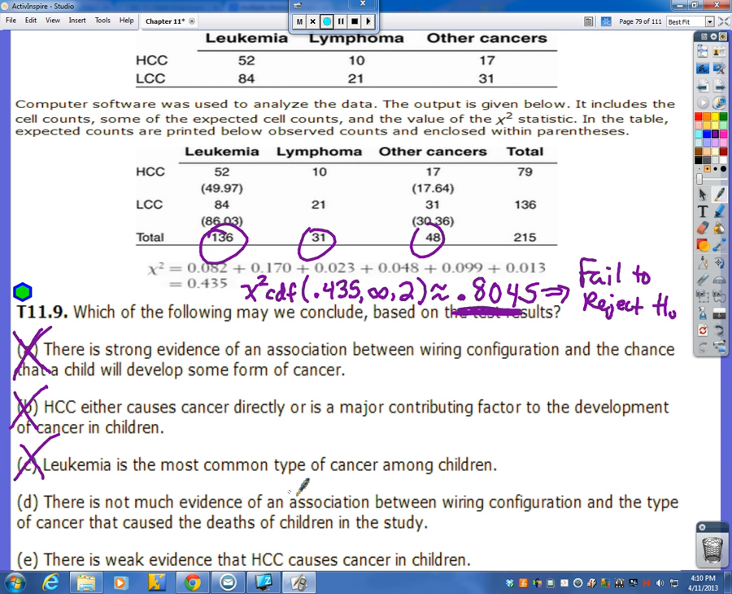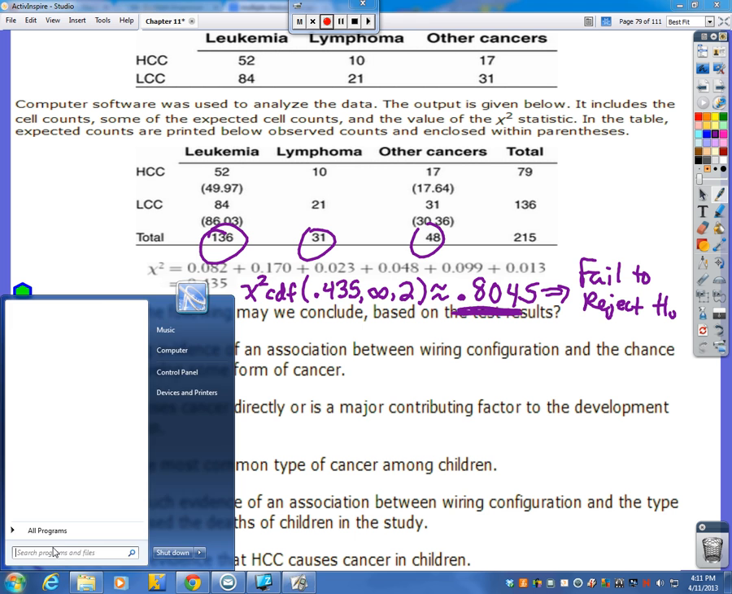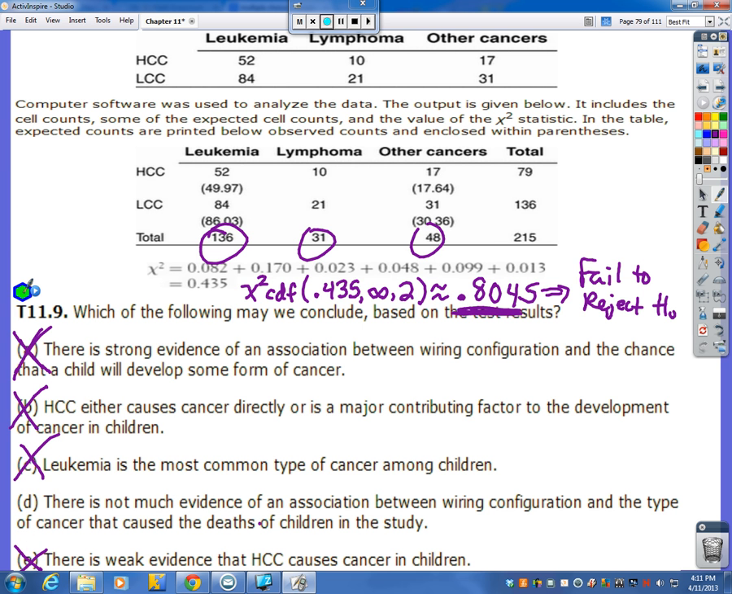There is not much evidence of an association between wiring configuration and the type of cancer that caused the deaths of children in this study. So there is not much evidence. That's pretty much saying we do not have enough evidence. And then we would have said of an association, and this is saying of an association. So this one's sounding pretty good. But let's double check and check E here. There is weak evidence that HCC causes cancer in children. Well, we're saying that we do have weak evidence here with our 0.8045 p-value. But we're not saying that this causes cancer. So this is too much of a stretch here. So the correct answer is D.